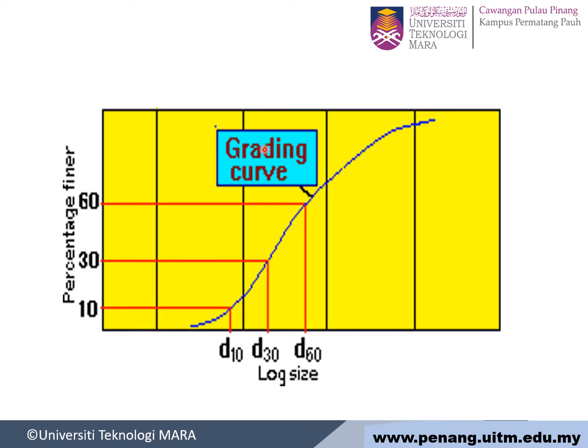This is the grading curve that I am talking about. We have the percentage finer: 10%, 30%, 60%, up to 100%, and then you find the value of D10. From the 10% you plot, and you will get D10, D30, and D60.